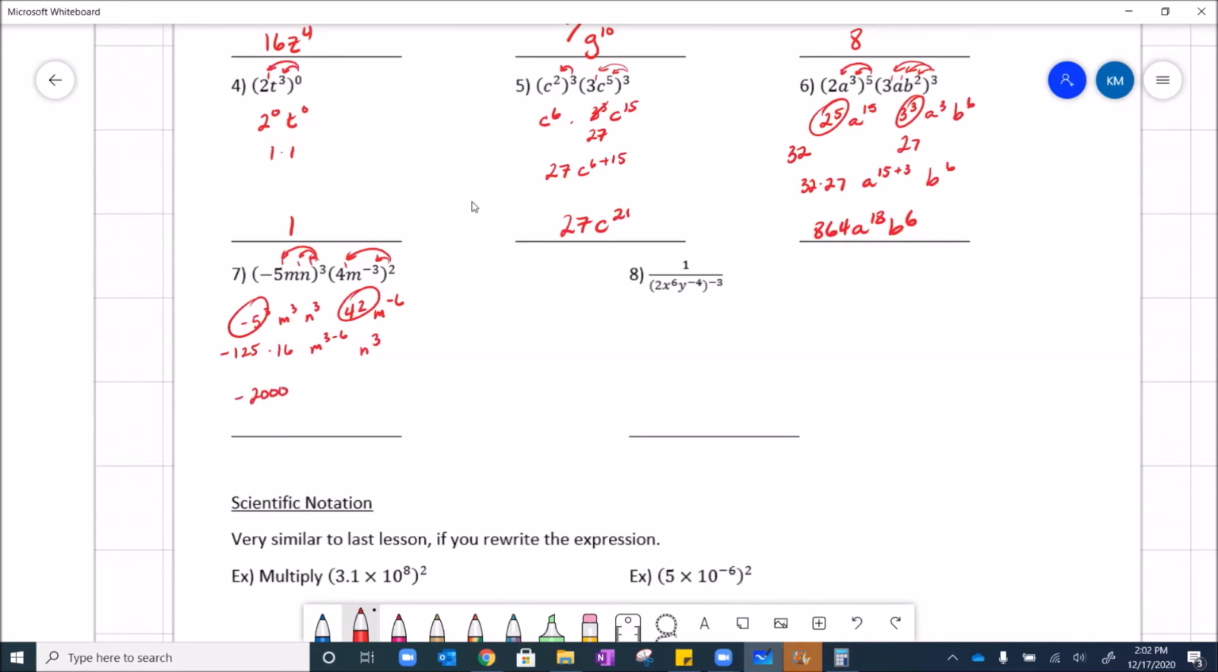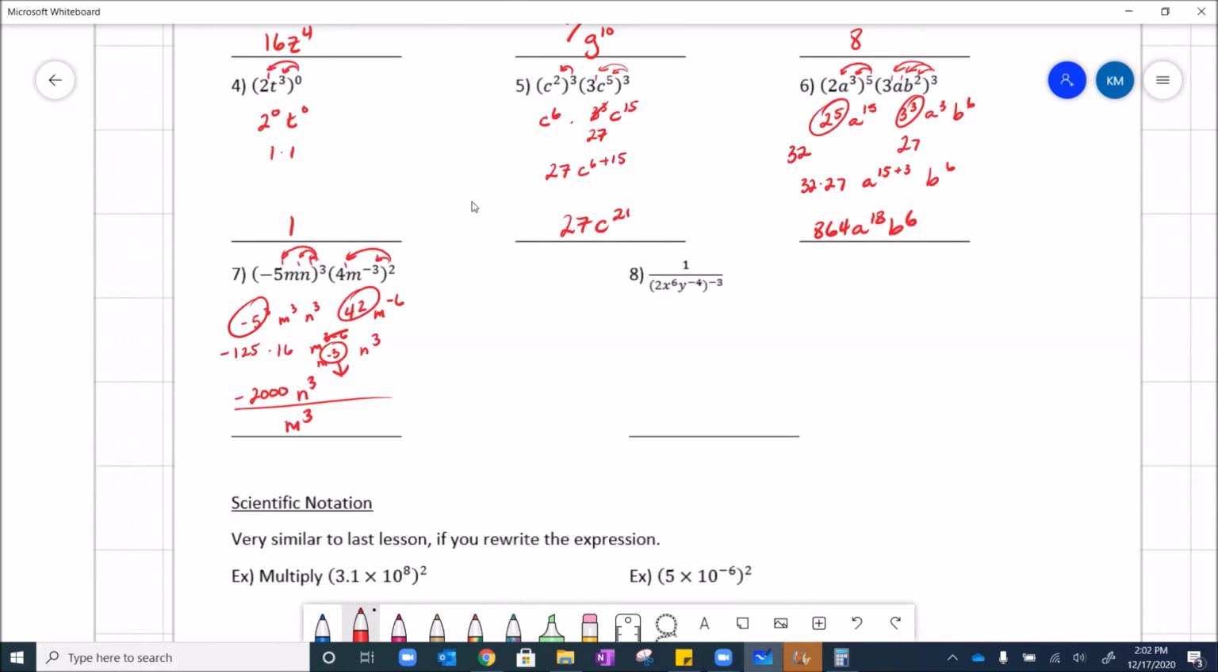Okay, this gives me m to the negative third. It's a negative exponent, so I need to move that down to the bottom. So it'll be over m to the third and then n to the third. And so here's my final answer. Remember, we can have negative numbers in the numerator. We cannot have negative exponents.